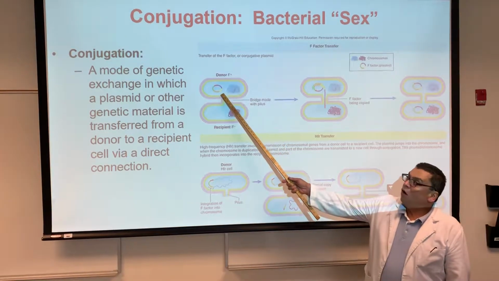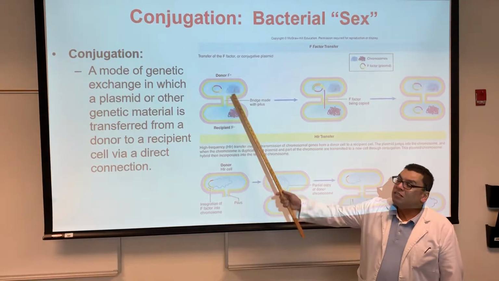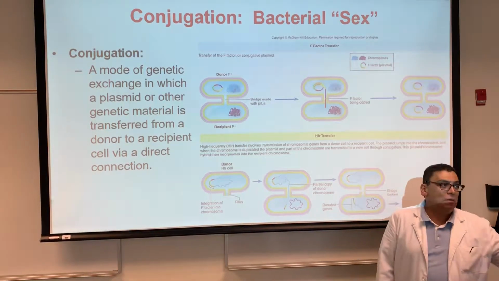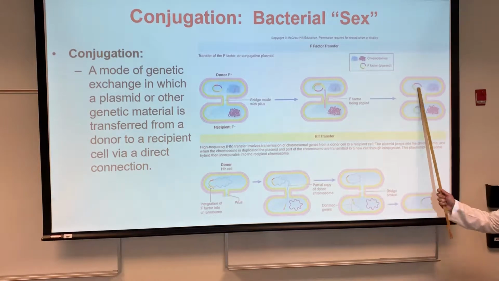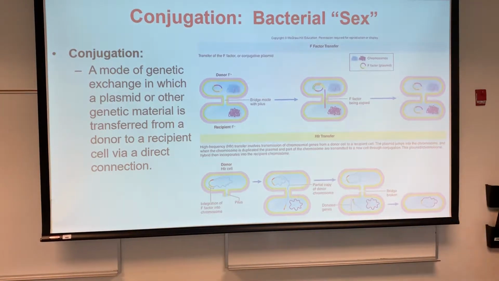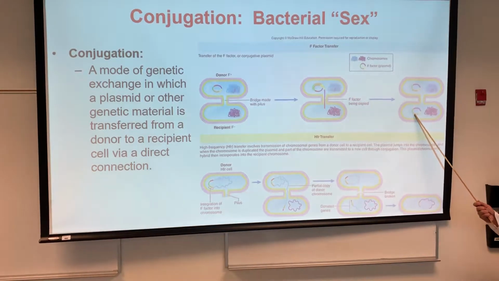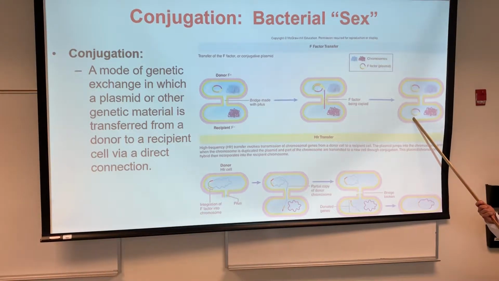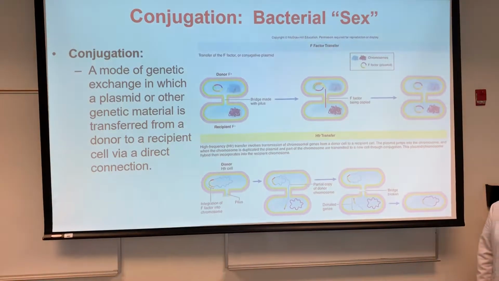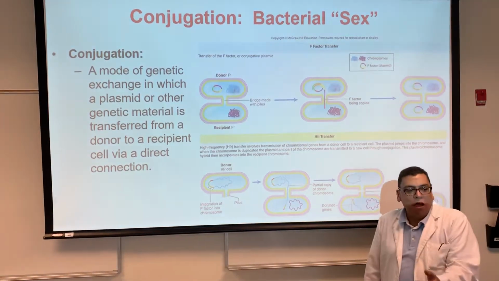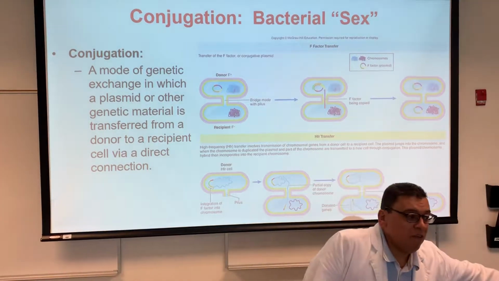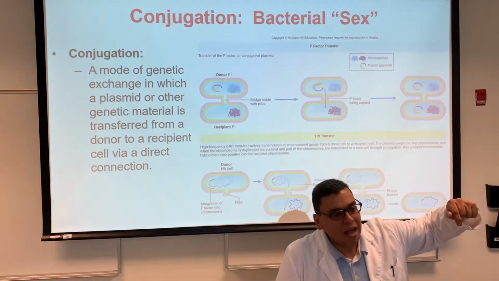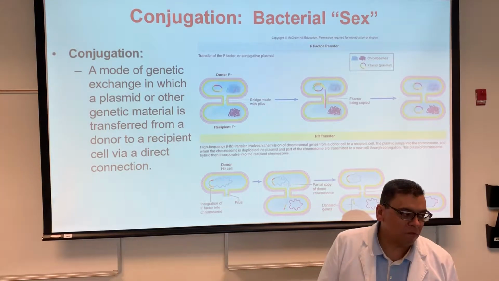Notice here that the only thing transferring is the plasmid. That's it. A copy of the plasmid. And notice also that the plasmid never becomes part of the main chromosome. There's a name for that, and it's called extrachromosomal. Extra means outside of the main chromosome. So when the plasmid is never part of the chromosome, we call that plasmid extrachromosomal.